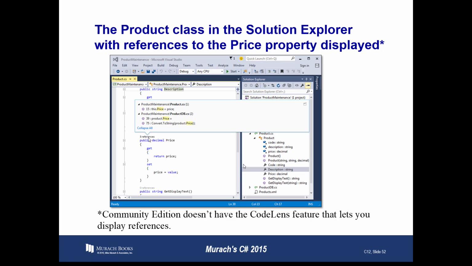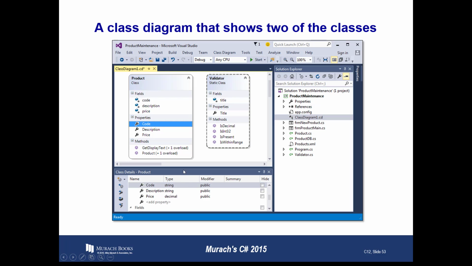Now, notice the next section talks about CodeLens, and it says that the Community Edition doesn't have the CodeLens feature that lets you display references, and I believe that is correct. I've never used it, and I'm using the Community Edition, so we're just going to skip that.